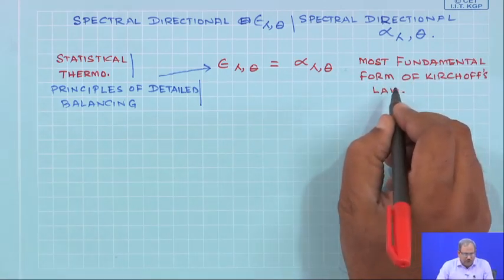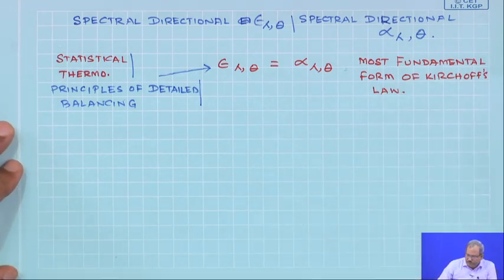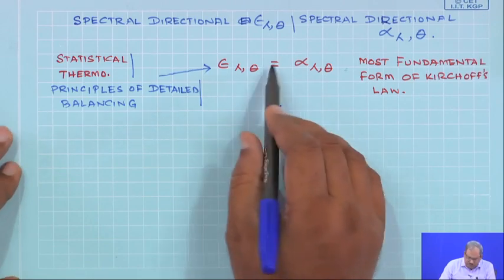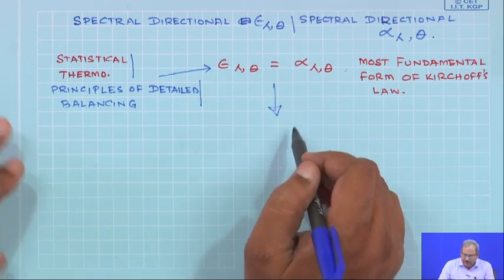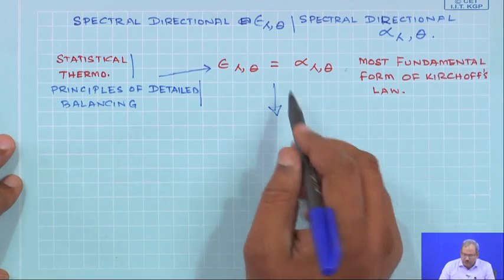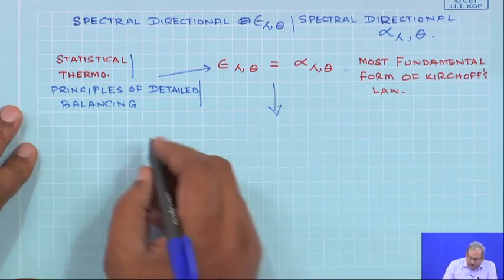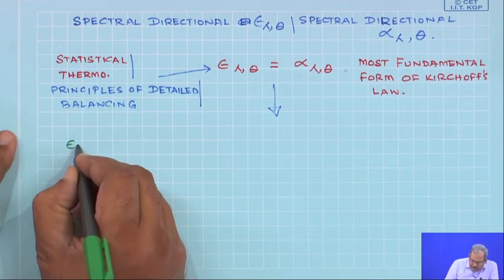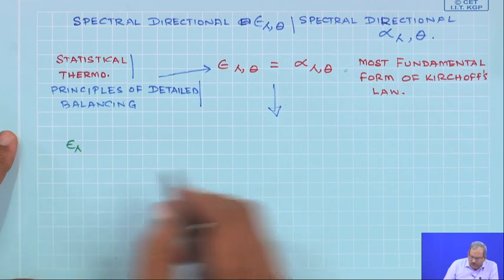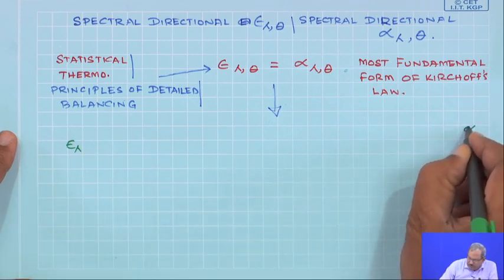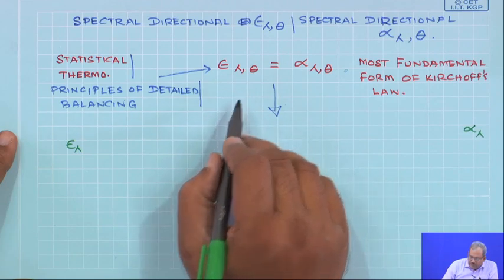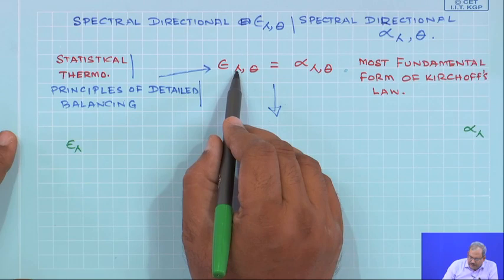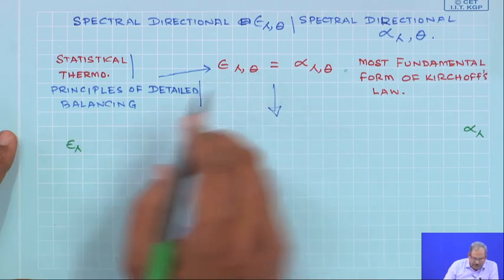This relation will always be valid. Okay. Now, what we are going to do is put restrictions on this relation and try to see the more restrictive form of Kirchhoff's law. So, from this I am going to find out the spectral emissivity and the spectral absorptivity, using just the definition from the expression for spectral and directional.